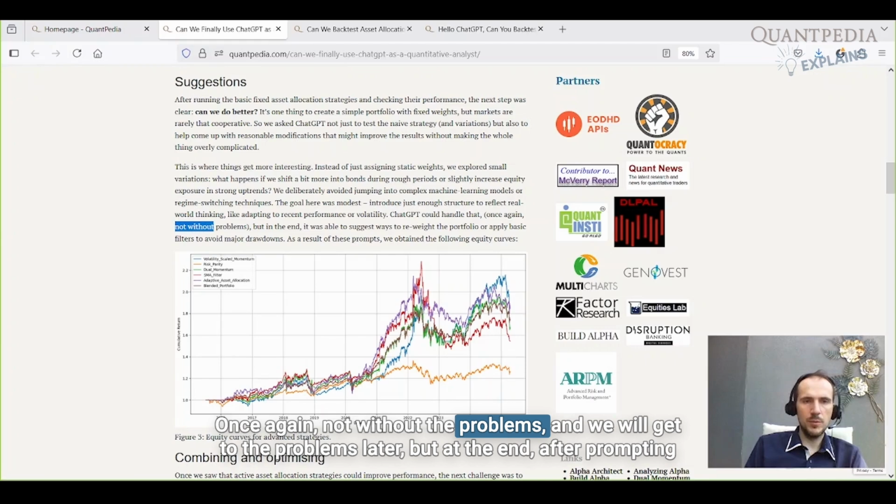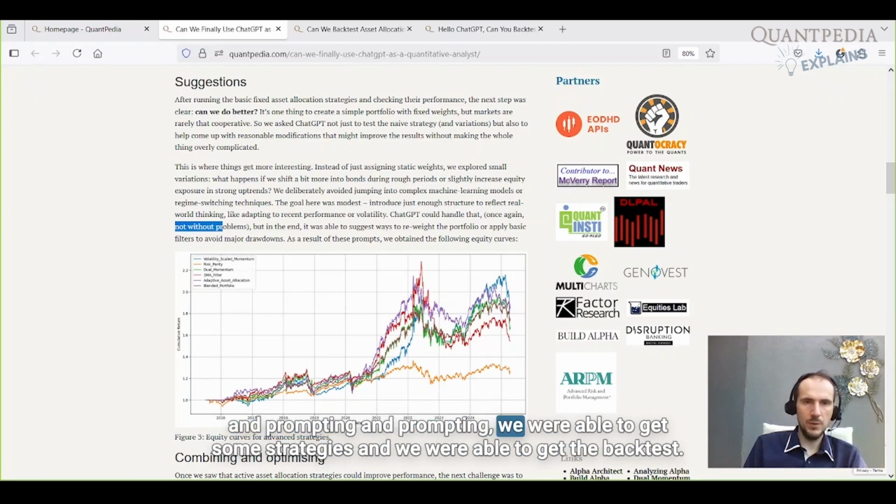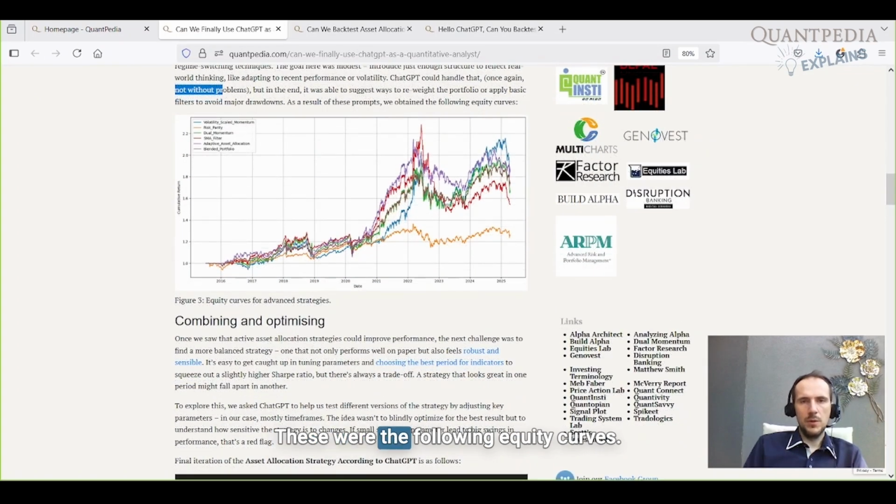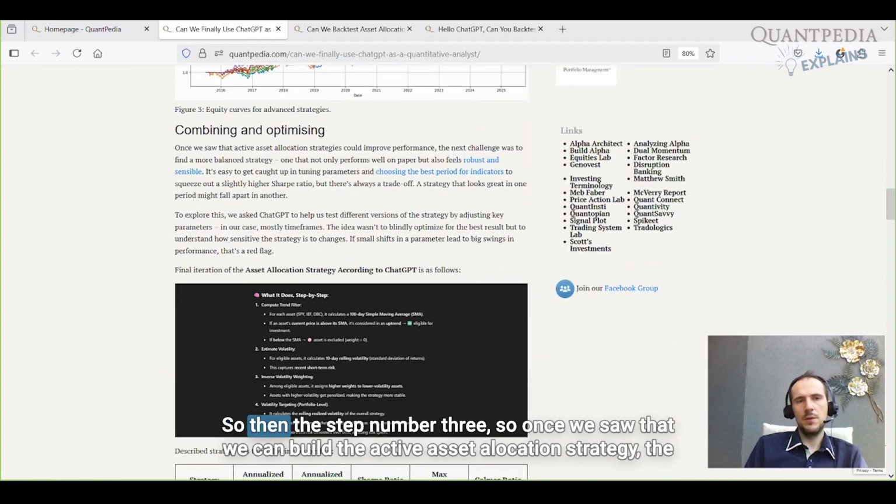Once again, not without the problems. We will get to the problems later. But at the end, after prompting, we were able to get some strategies, and we were able to get the backtests. These were the following tickers. Okay, so then step number 3.